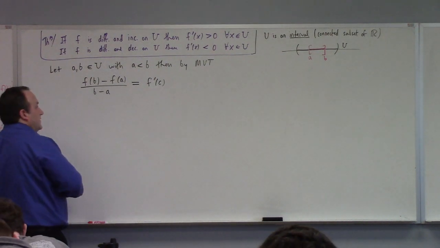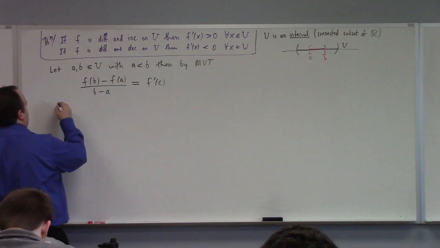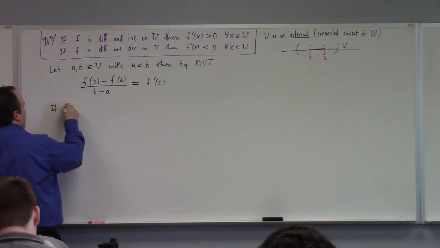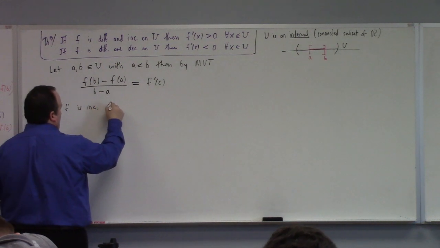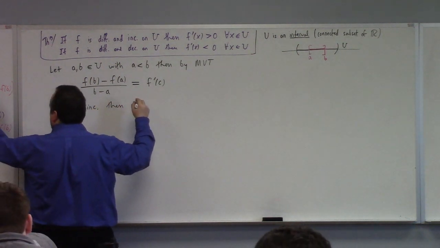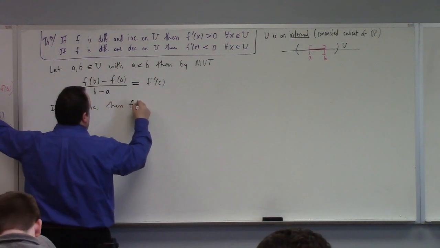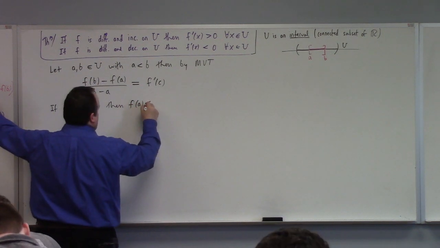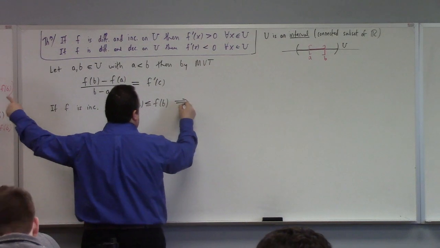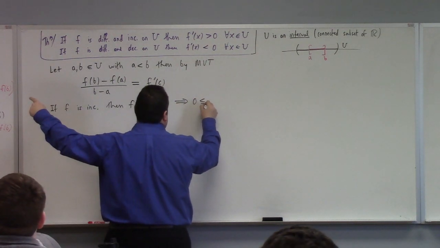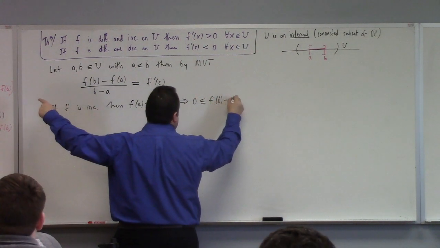So, you guys tell me, what do I know? If f is increasing, what does that tell me? f of A is less than or equal to f of B, right? Which tells me what? That tells me that 0 is less than or equal to f of B minus f of A, right?